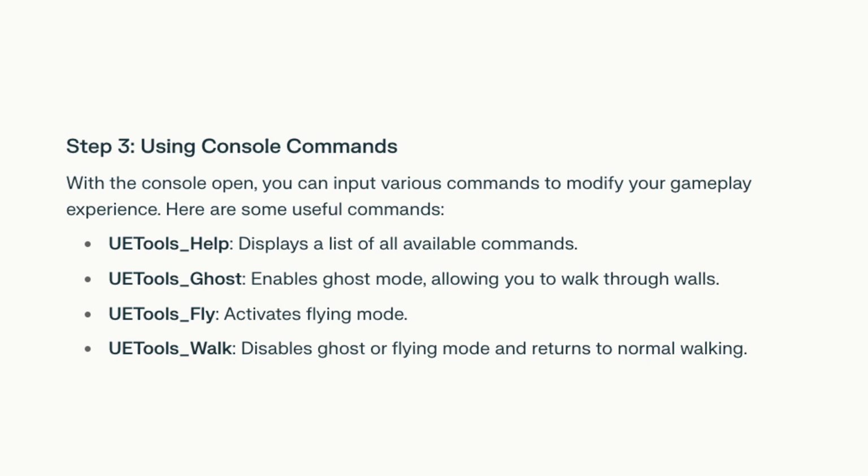Step 3. Using console commands. With the console open, you can input various commands to modify your gameplay experience. Here are some useful commands. Help displays a list of all available commands. Ghost enables ghost mode, allowing you to walk through walls. Fly activates flying mode. Walk disables ghost or flying mode and returns to normal walking.